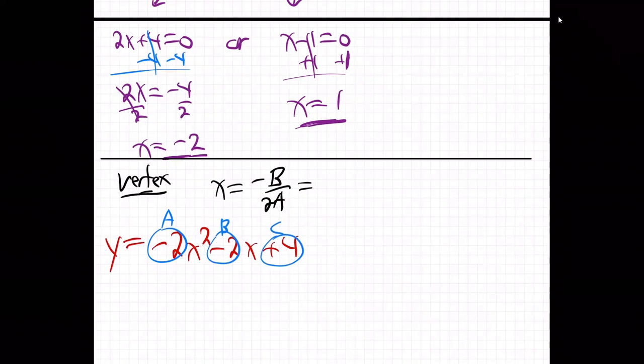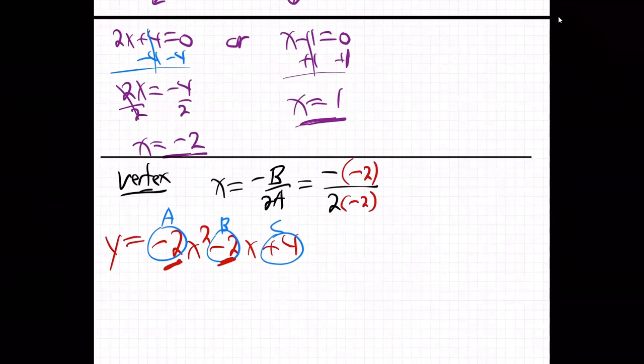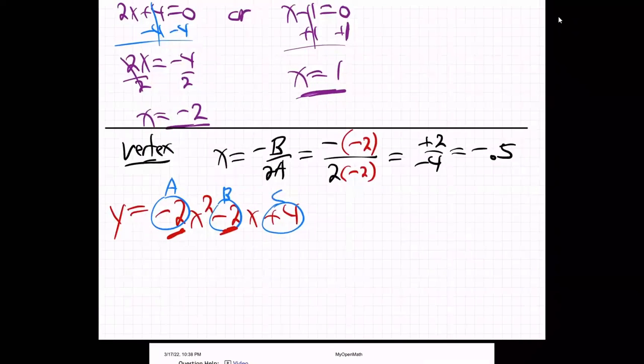So the formula says negative, and then b is -2 right here, over 2 times a. And what is a? Also -2. So what do we get? It's going to be +2 over -4, right? And then positive over negative is negative, and that's just 0.5. You can just divide that in your calculator. It's just half, -0.5. So that's the x. Now plug in that x value, x is -0.5, to find y.